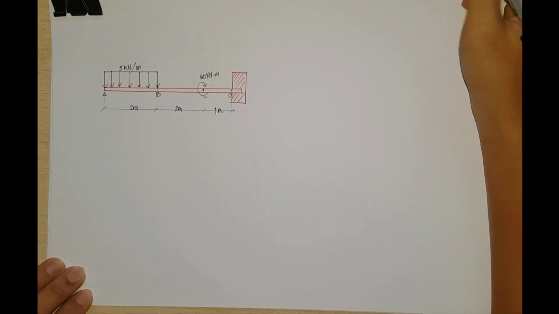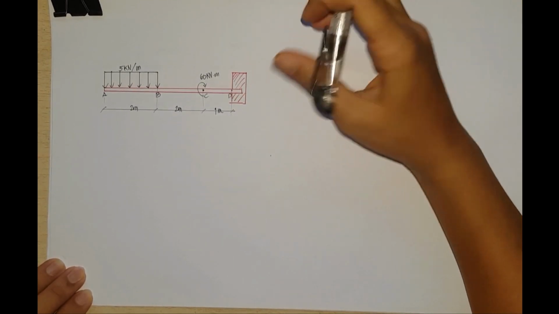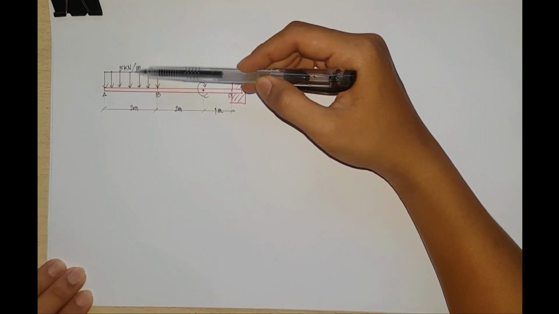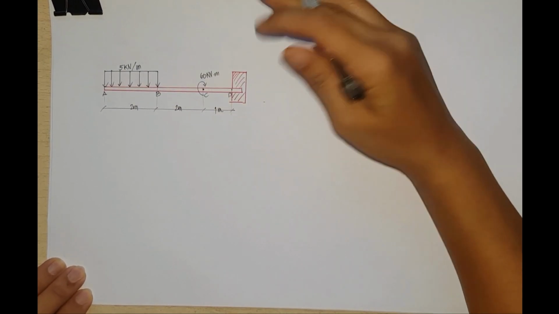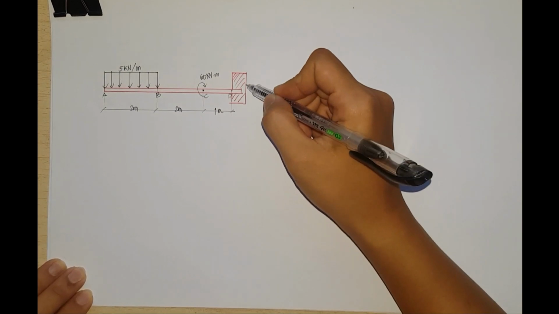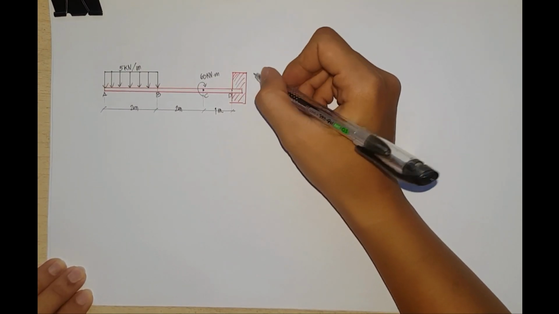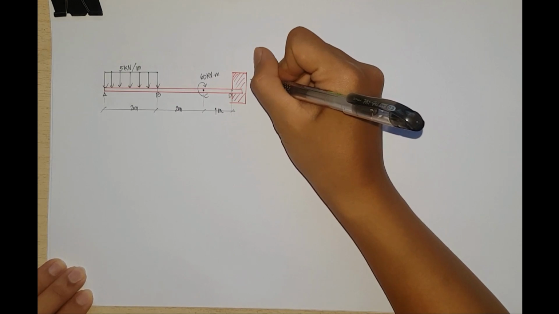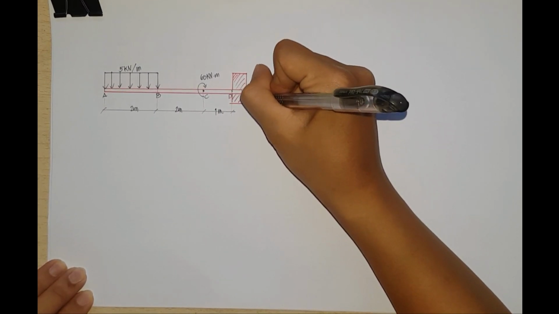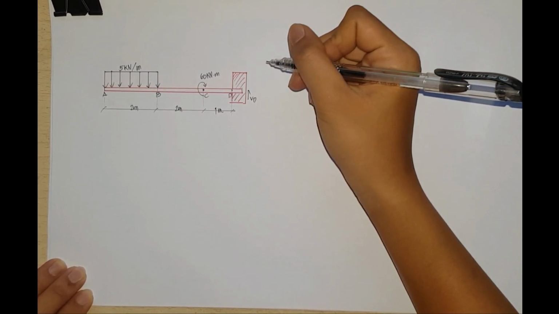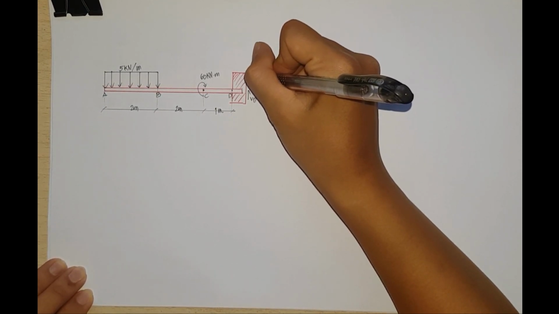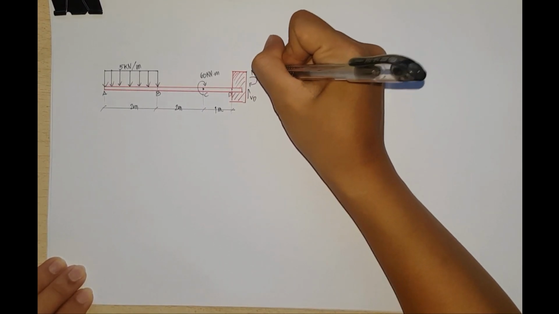For the next example, we have here a cantilever beam that is being loaded by a uniform distributed load of 5 kN per meter for the first 2 meters, and then a moment at point C of 60 kN·m. So first step, we know that this is a fixed support, so it has a moment and a vertical force. So let's say this is the vertical force and then a moment. Let us assume that this is clockwise.